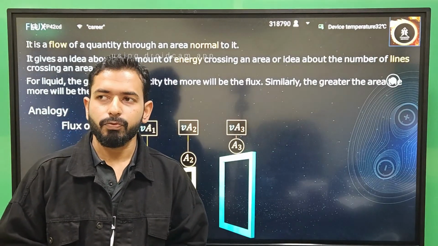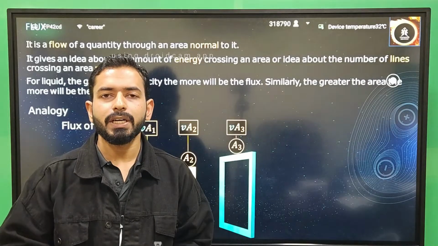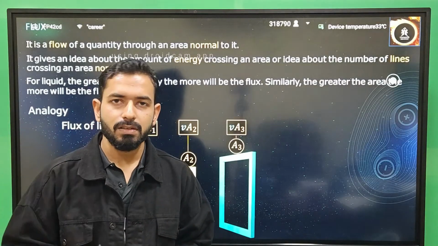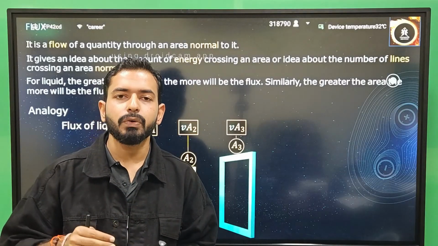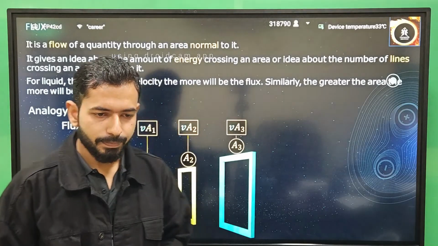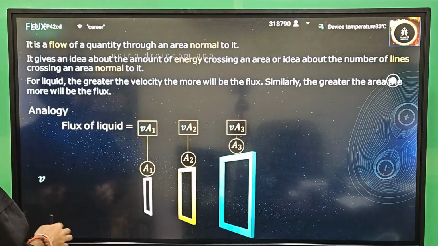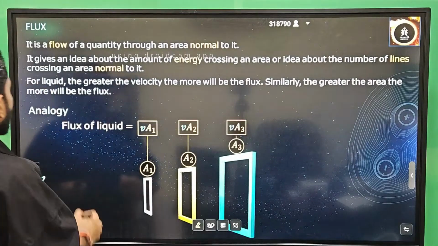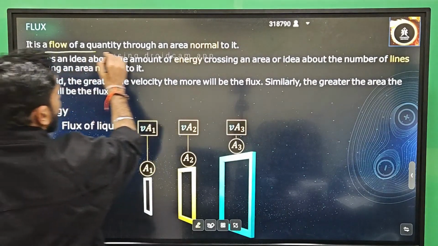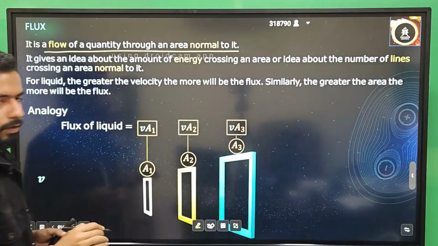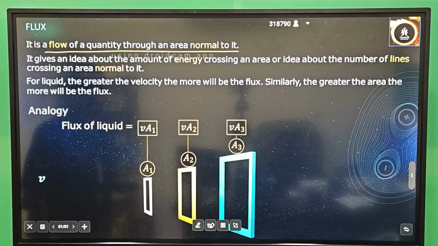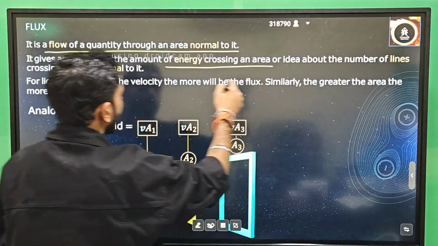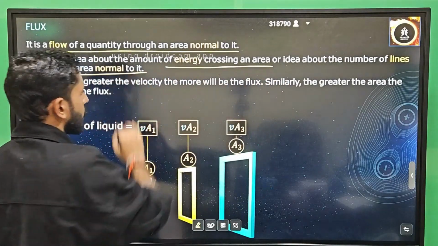Okay, but flux is the same for everything. Any quantity which is flowing through a cross-sectional area is defined as flux. Here we are going to study what electric flux is. Now what is electric flux? Let's see. Flux is the flow of a quantity through an area normal to it. I have already told you it is a flow of a quantity. Okay, it gives you an idea about the amount of energy crossing an area, or the number of lines crossing an area normal to it.